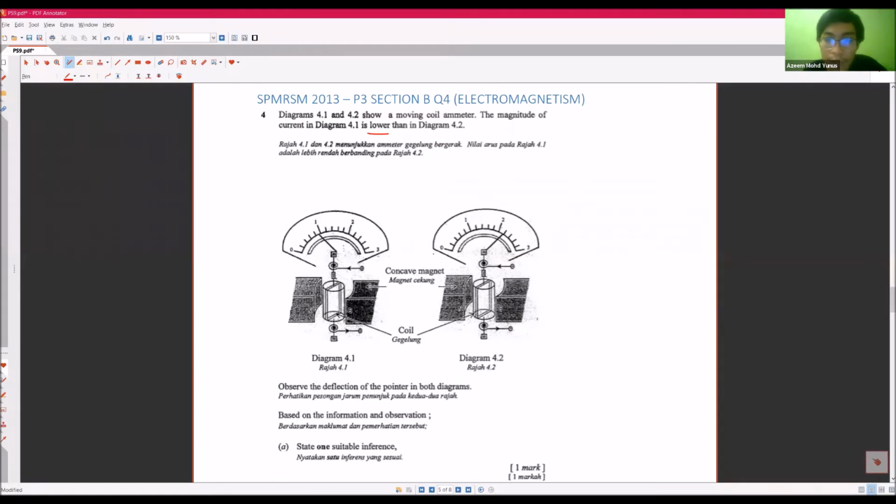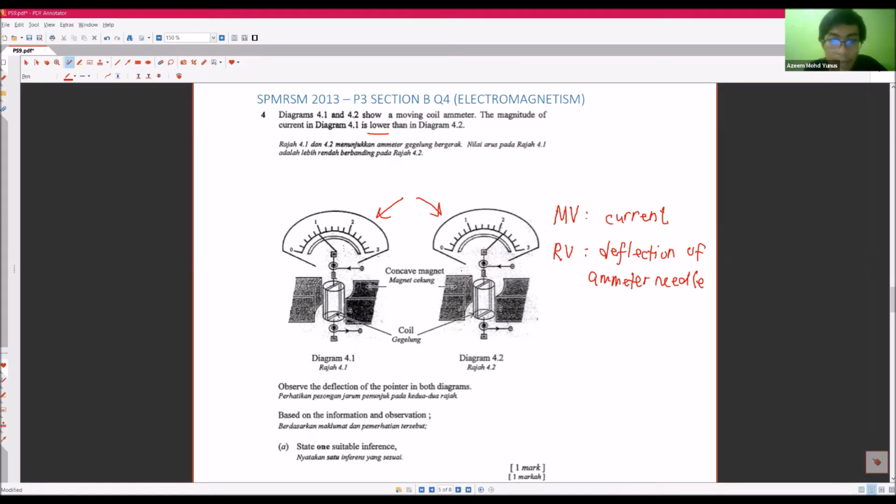Okay, so when we want to compare the two diagrams, we can find that the manipulated variable is actually current, and the responding variable is based on these two scales here. So we can see that the deflection of the ammeter needle is different due to different current supply.